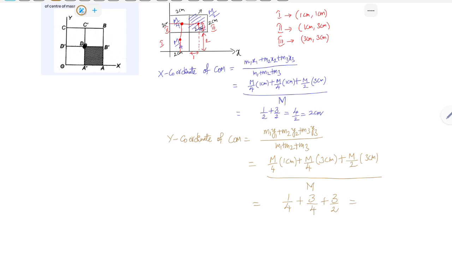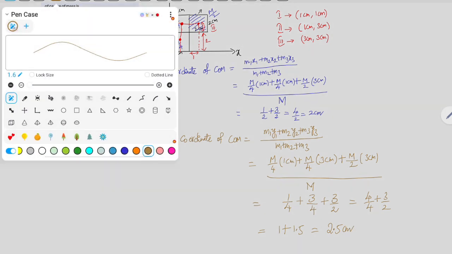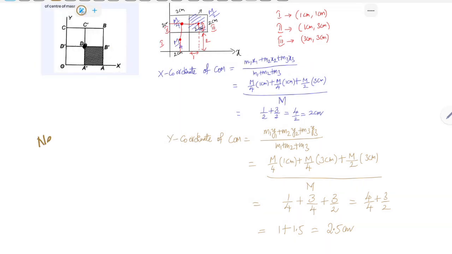Now it is equal to 4 by 4 plus 3 by 2. 4 by 4 is 1 plus 3 by 2 is 1.5. Therefore it is 2.5 centimeters. So the new position of center of mass will be 2 centimeters, which is x coordinate, comma 2.5 centimeters.